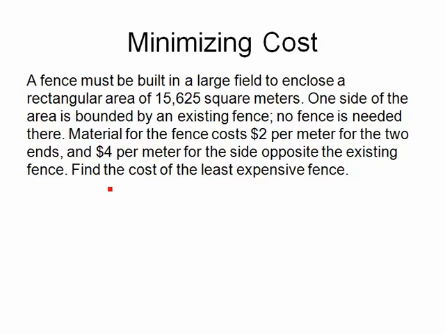One side of the area is bounded by an existing fence. No fence is needed there. Material for the fence costs $2 per meter for the two ends and $4 per meter for the side opposite the existing fence. Find the cost of the least expensive fence.